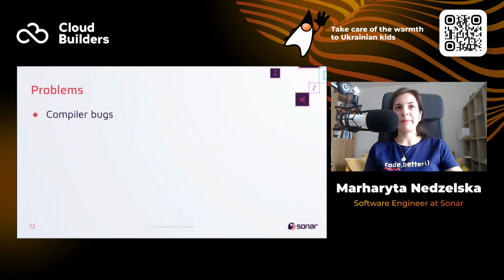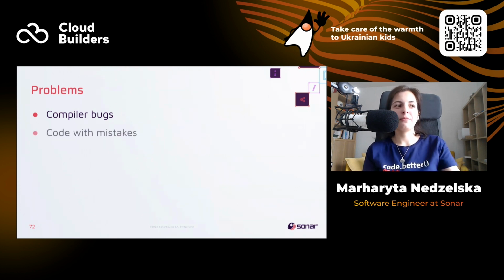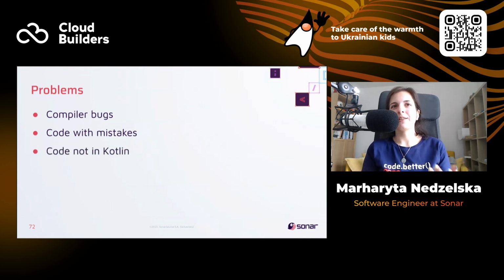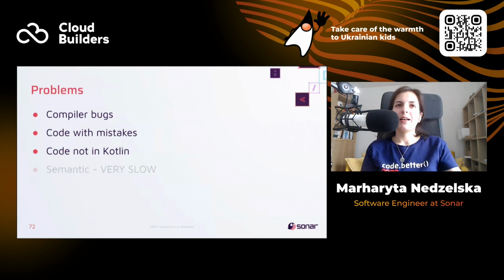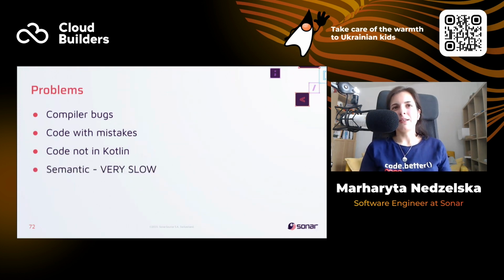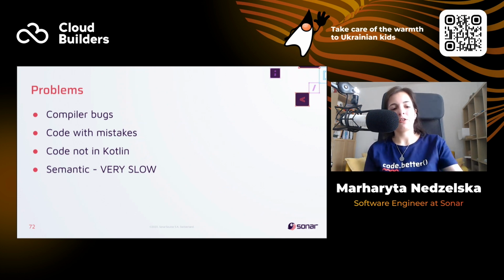First of all, we stepped into a few compiler bugs because we are triggering compiler on the thing that is not supposed to be compiled. Also, there could be code with mistakes, and now we can falsely report it as a false negative, like don't report where it is code. Also, code might not be written in Kotlin, and we still don't report it. And of course, slowness. It became very slow, so a lot of users, especially Android users, started complaining.